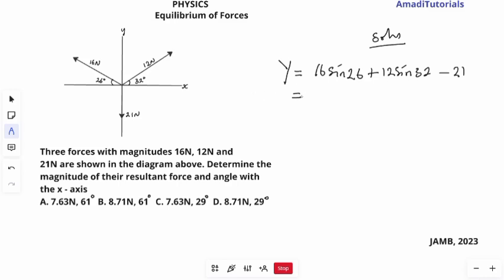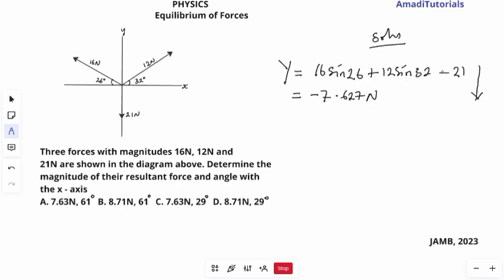The only challenge there is that your sign will be different, and that sign only indicates whether the equivalent force is upward or downward. So when you do this one, it will give you minus 7.627 Newton. What this minus means is that the equivalent force of the resultant vertical force is downward, not upward. So it means this is downward.